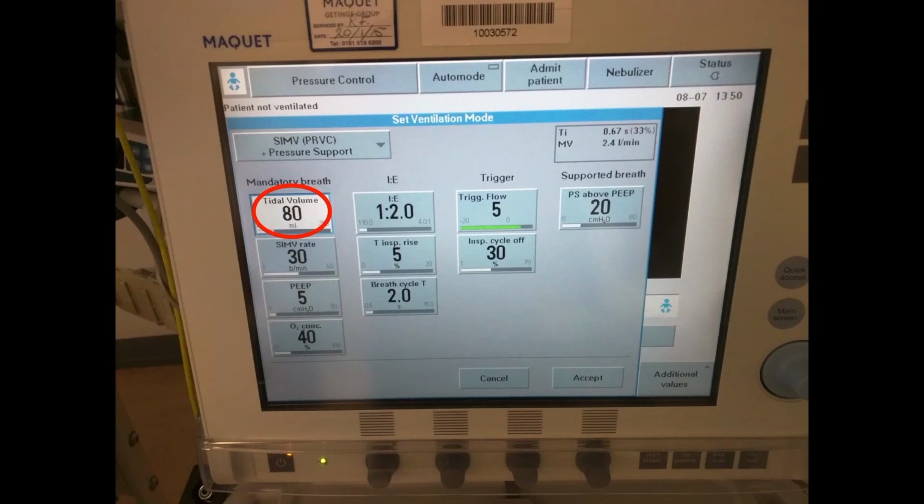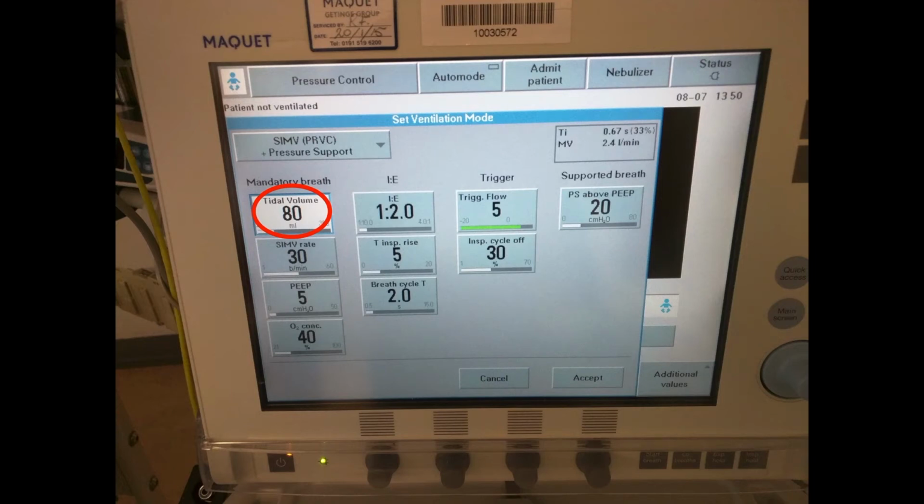PRVC with pressure support. And like I said, this is the mode that I'm tending to set on most new patients coming to the unit who are deeply sedated and have a high ventilatory requirement. So you can see from the screen here, the first thing you want to do is set the tidal volume. As we've said, this is the volume the ventilator delivers with each breath. And you'll see figures quoted in the literature.